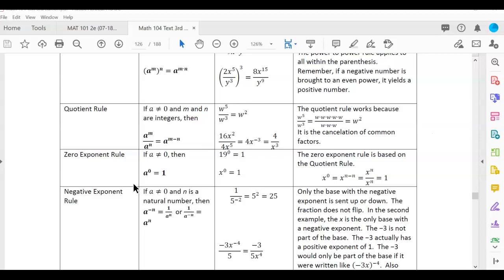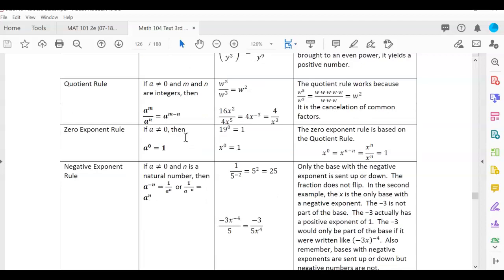So let's look at the quotient rule. The quotient rule says right here that as long as a is not 0 and m and n are integers, then a to the mth power divided by a to the n power is a to the m minus n. And while we're doing that, we're going to look at some other rules as well.